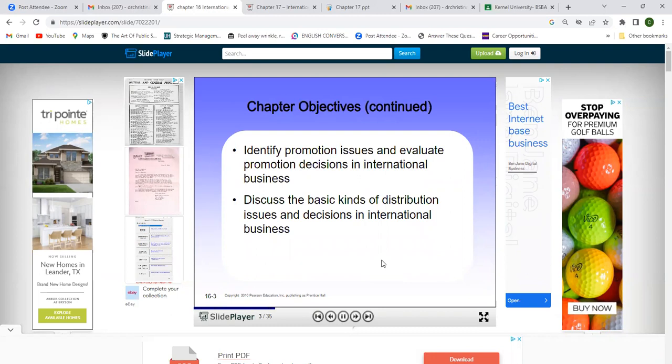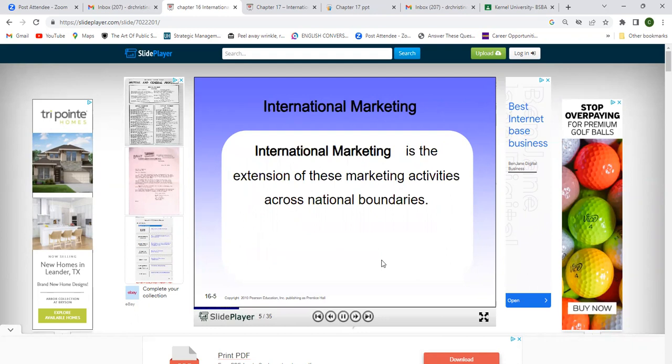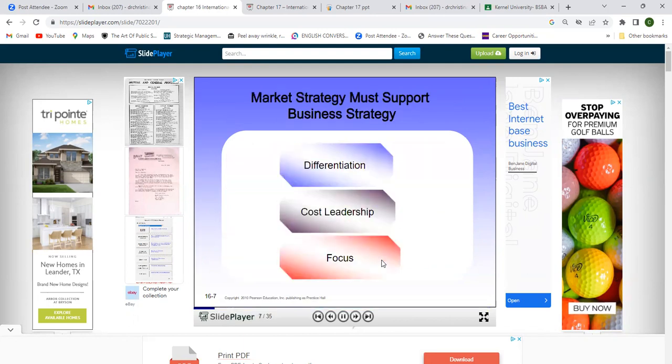Identify promotion issues, evaluate promotion decisions in international business, discuss basic cost of distribution issues and decisions in international business. Marketing is the process of planning and executing the conception, pricing, promotion, and distribution of ideas, goods, and services to create exchanges that satisfy individual and organizational goals. International business is an extension of these marketing activities across national borders.